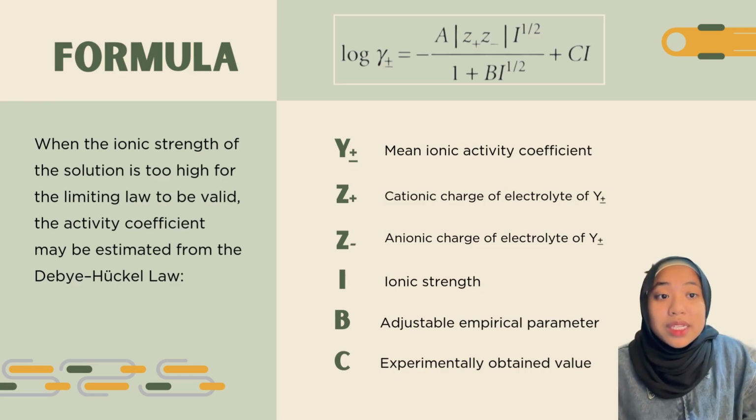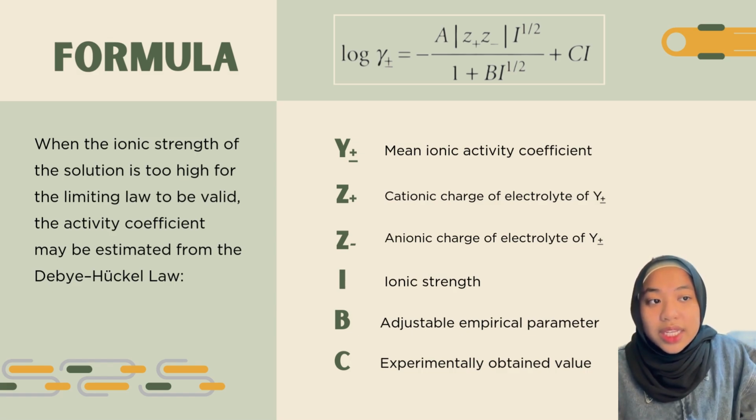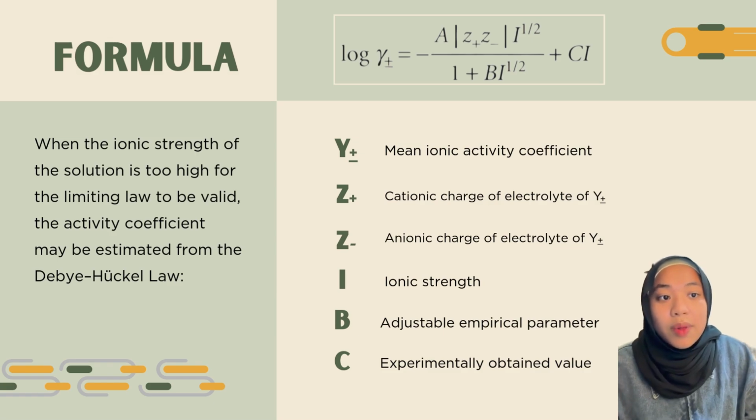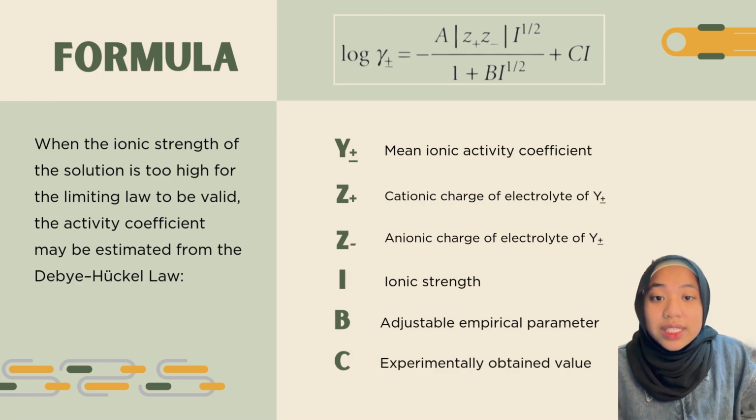I'll be explaining the symbols used in this formula. Gamma plus-minus stands for the mean ionic activity coefficient. Z plus stands for the cationic charge of the electrolyte, while Z minus stands for the anionic charge of the electrolyte. I stands for ionic strength, while B stands for an adjustable empirical parameter, and lastly, C stands for an experimentally obtained value.